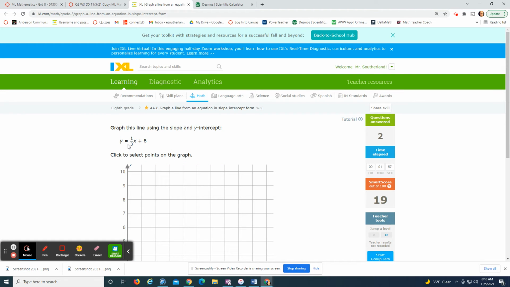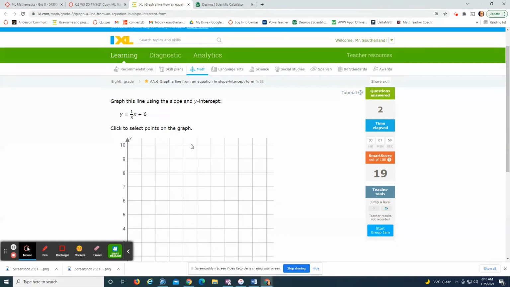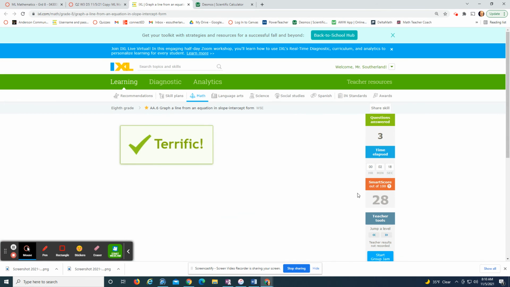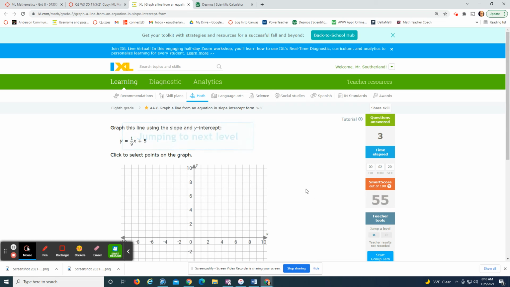This equation says y equals 1/3 x plus 6. Where should I start at? The y-intercept is what? Which is right there. 1/3 means to do what? Rise 1 and go over 3.